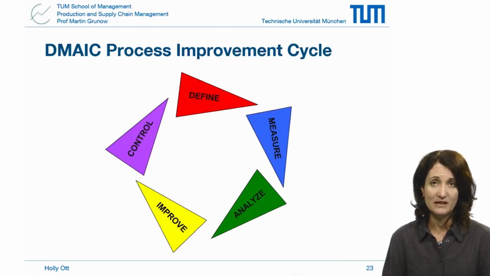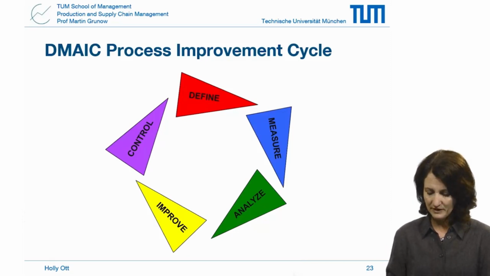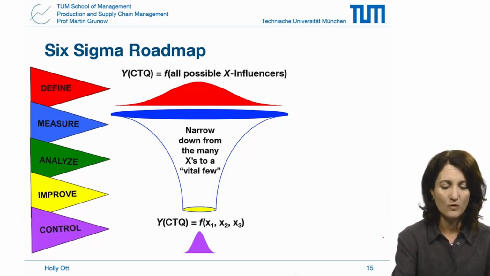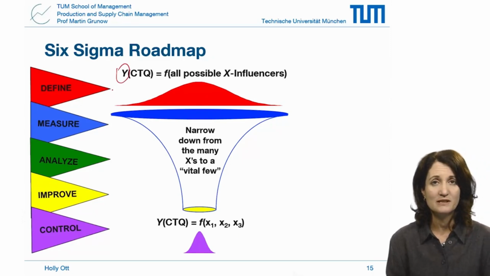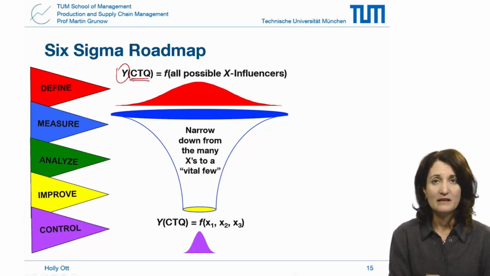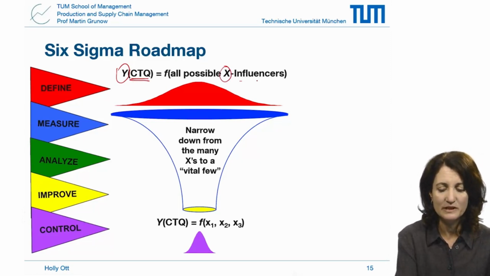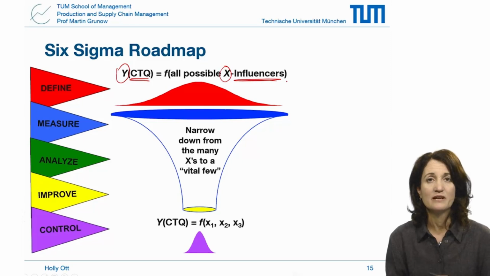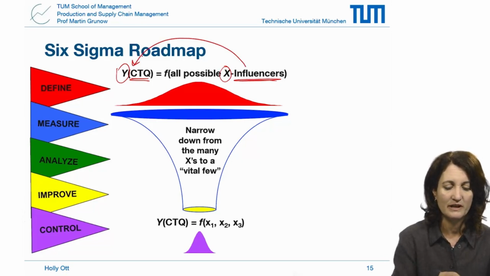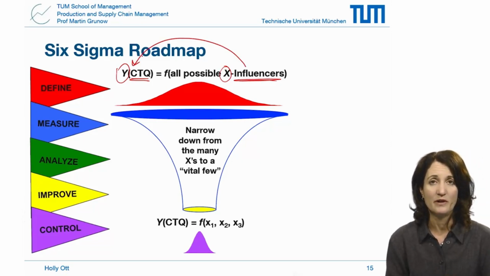And we've discussed now the DMAIC process improvement cycle in detail. And you've looked at the Six Sigma roadmap and the problem-solving strategy used in Six Sigma, where here again we have the letter Y representing the outputs, the critical to quality parameters, and X is then the influencing parameters, the parameters that influence or affect the Ys, things in the process that will then change our critical to quality parameters.